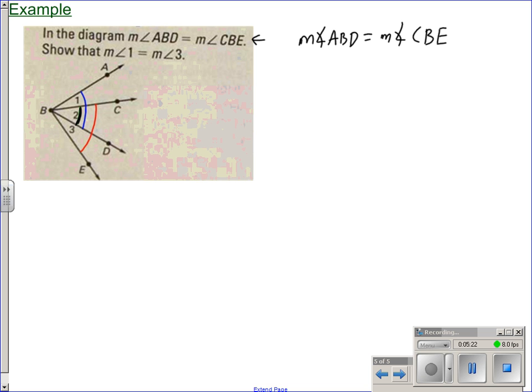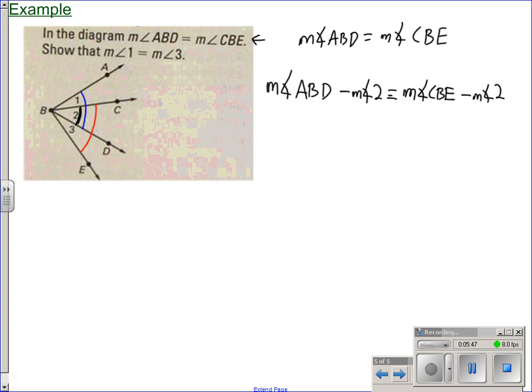So what I'm going to do is make this new statement. Measure of angle ABD minus the measure of angle 2 equals measure of angle CBE minus the measure of angle 2.